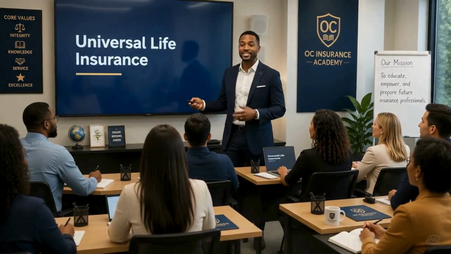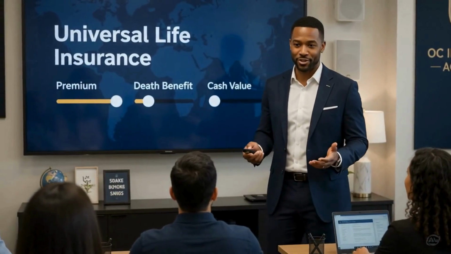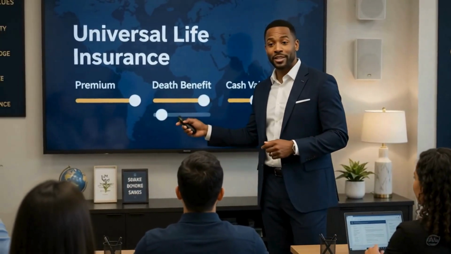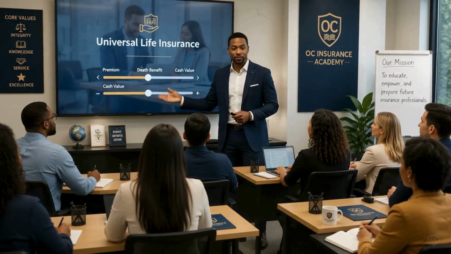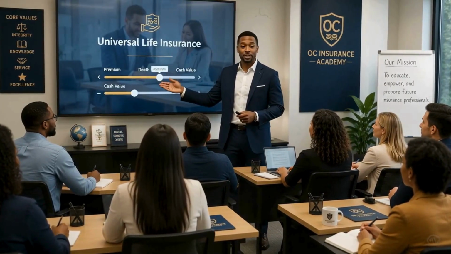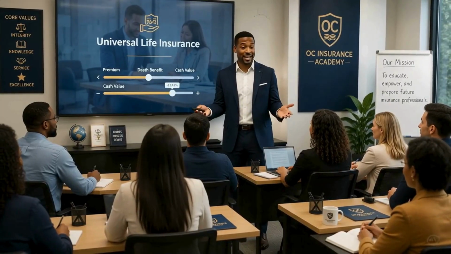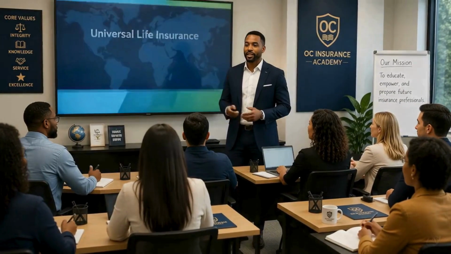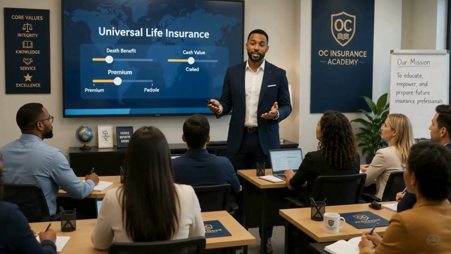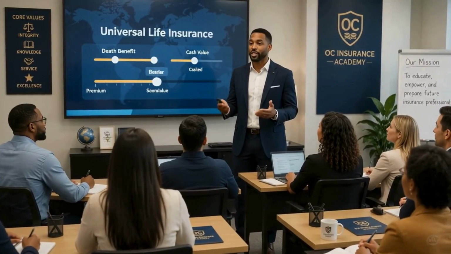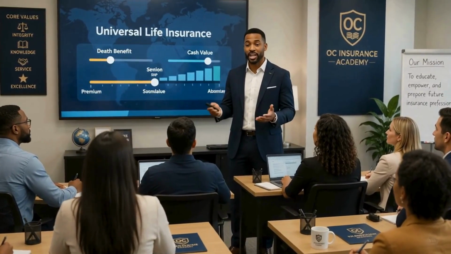Universal life insurance is another form of permanent life insurance. It provides greater flexibility than whole life insurance. Depending on the policy provisions, policy owners may have flexibility to adjust premium payments and, in some cases, the death benefit. Universal life policies also accumulate cash value. This flexibility makes universal life insurance attractive for individuals whose financial needs may change over time.